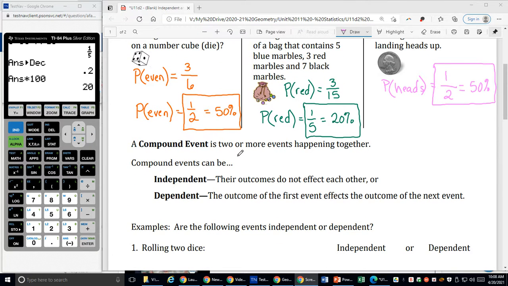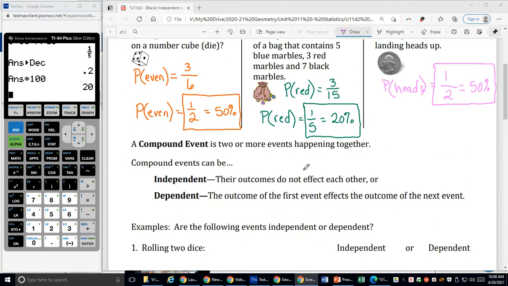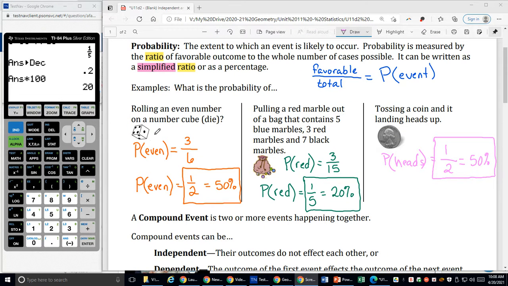That is two or more things happening together. Those events can be independent or dependent. If they're independent, their outcomes do not affect each other. If they're dependent, the outcome of the first event affects the outcome of the next event. So for example, if I roll a number cube twice, what I get the first time I roll has no impact on what I get the second time I roll. So those would be independent events.